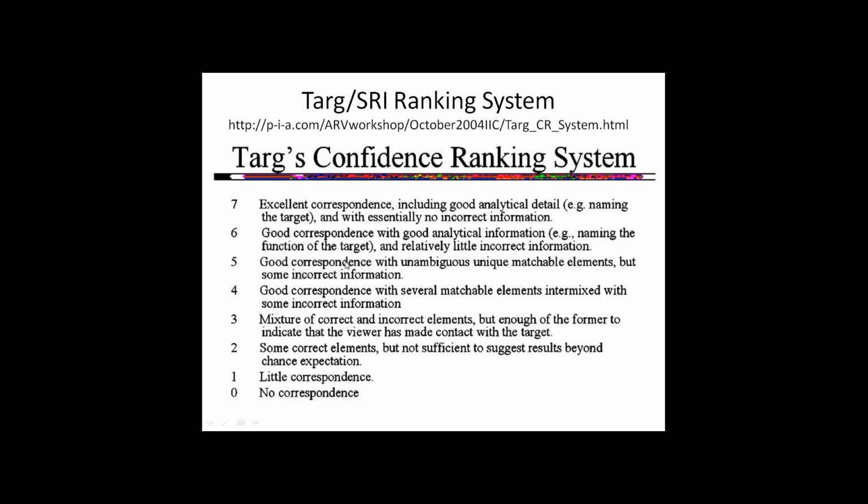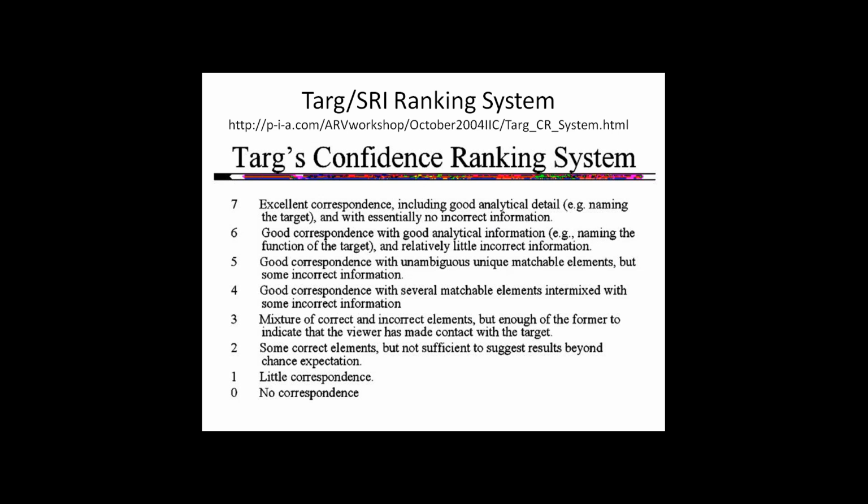5 brings in stronger words, good correspondence with unambiguous, unique, matchable elements, but you still have some incorrect information. But notice even the words unambiguous, which sounds like it should be an unambiguous word, as we as judges look at transcripts, we find sometimes it's hard to know what that is. But it's a much higher level. And you feel as a judge that, yes, this really is clear and unambiguous and kind of a unique match. And elements, multiple ones. So that's a 5. A 6, you start adding everything from below, but also you start getting to where you're like naming the target and relatively little incorrect information. And a 7 is spot on.